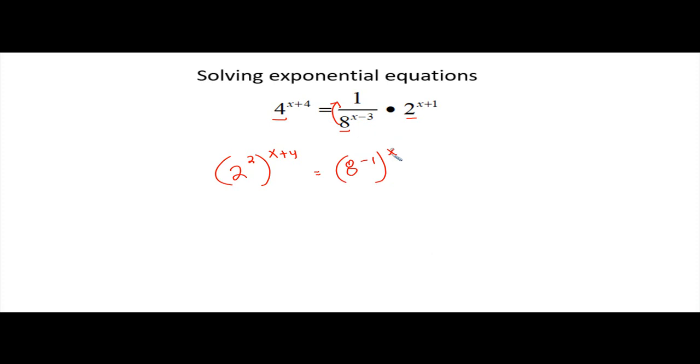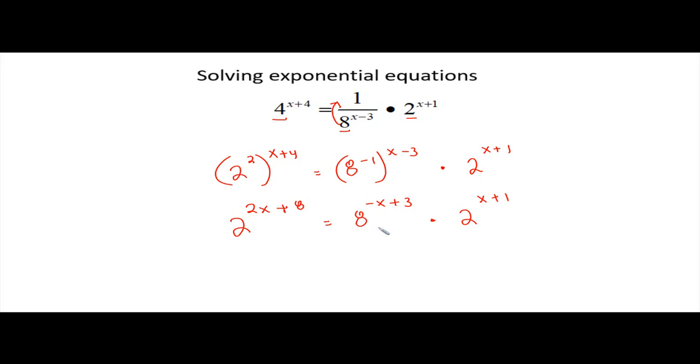And then I still have this x minus 3 on the outside, okay? And then I have times this 2, right, to the x plus 1. Now, I'll distribute this 2 here and here. So this will give me 2 to the 2x plus 8 is equal to, now over here, you could distribute this exponent first and worry about changing the 8 later. That's fine. So this will give me negative 1 times x. So that's negative x plus 3 times 2 to the x plus 1.